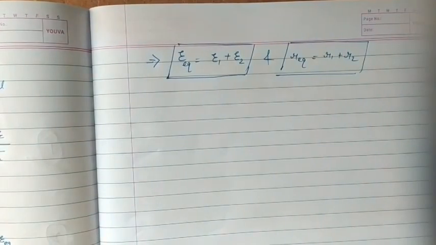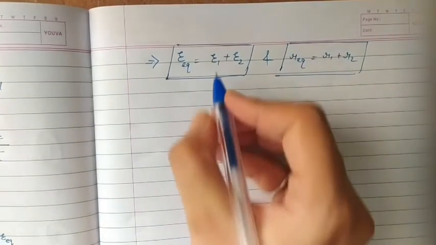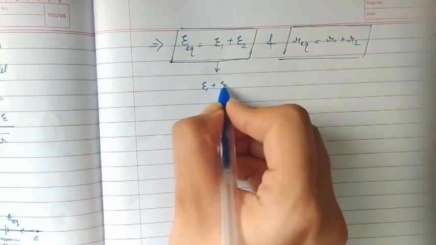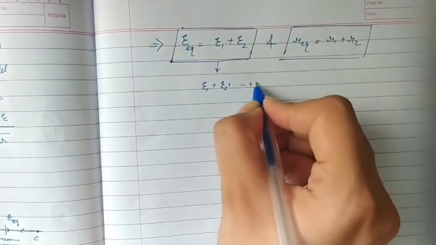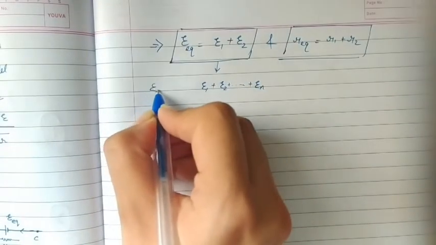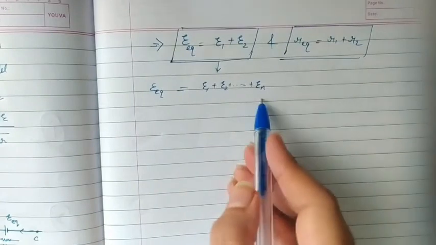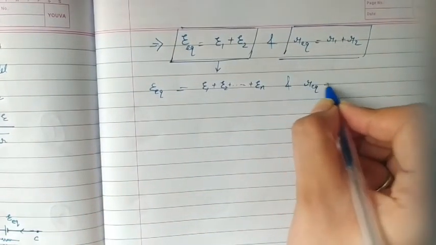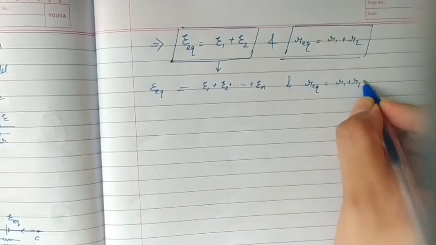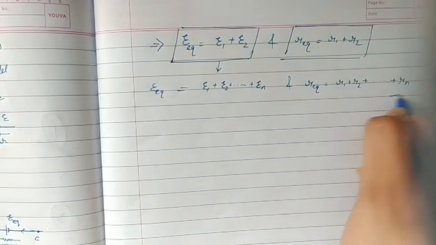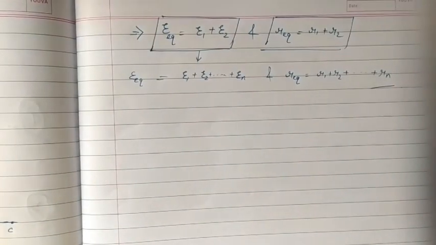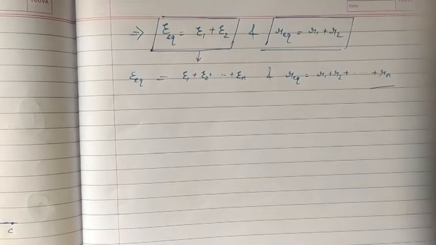Now if we have n number of cells, then these relations will be expanded up to n terms, that is epsilon 1 plus epsilon 2 plus dot dot dot up to epsilon n. This will be the epsilon equivalent for a system having n number of cells connected in series, and its R equivalent will be equal to R1 plus R2 plus so on up to Rn, right? This will be the equivalent values for a system having n number of cells connected in series.